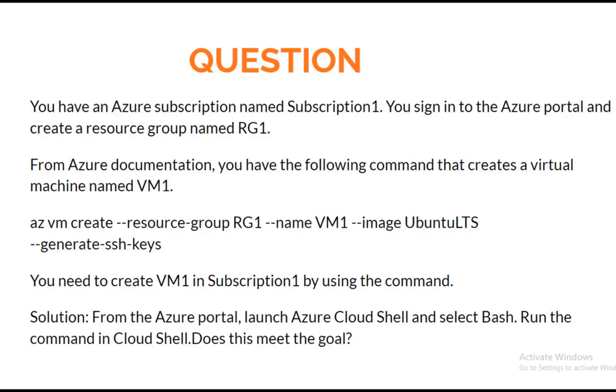You sign into Azure portal and create a resource group named RG1. From Azure documentation, you have the following command that creates a virtual machine named VM1. You need to create VM1 in Subscription 1 by using the command. Solution. From the Azure portal, launch Azure Cloud Shell and select Bash. Run the command in Cloud Shell. Does this meet the goal?